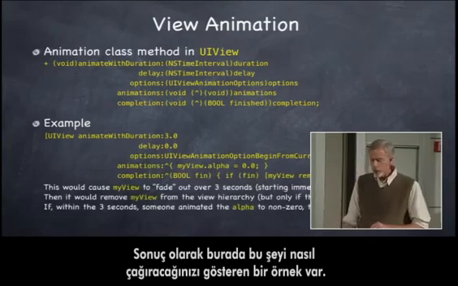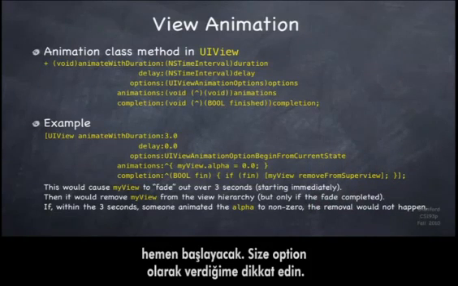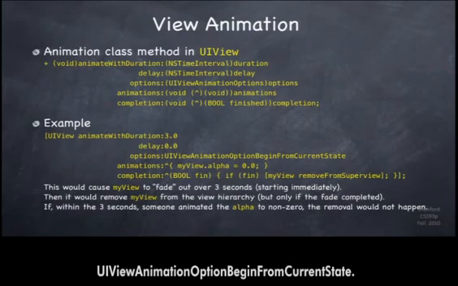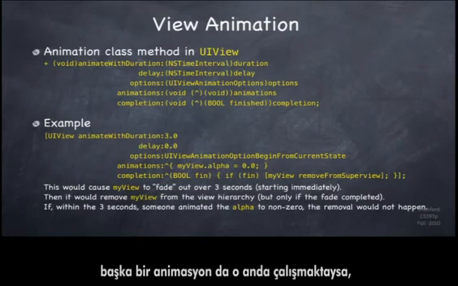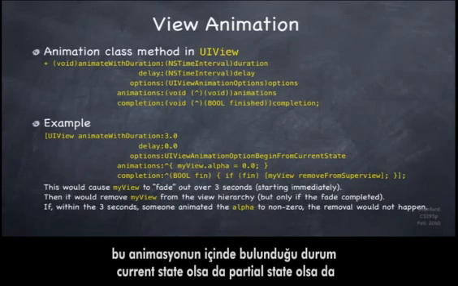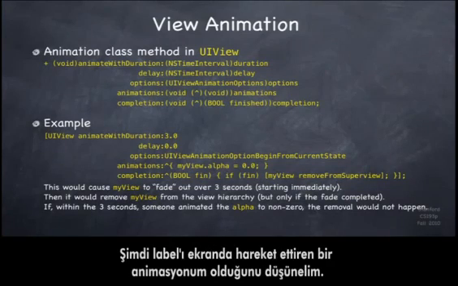So here's an example of calling this thing. Here I have an animation. It's going to take 3 seconds, and it's going to start right away. Notice I'm giving this option, UIViewAnimationOptionBeginFromCurrentState. What that means is, if I've started this animation and some other animation is already in progress, then whatever the current, partial state of the world that animation is in, that's where my animation is going to start.